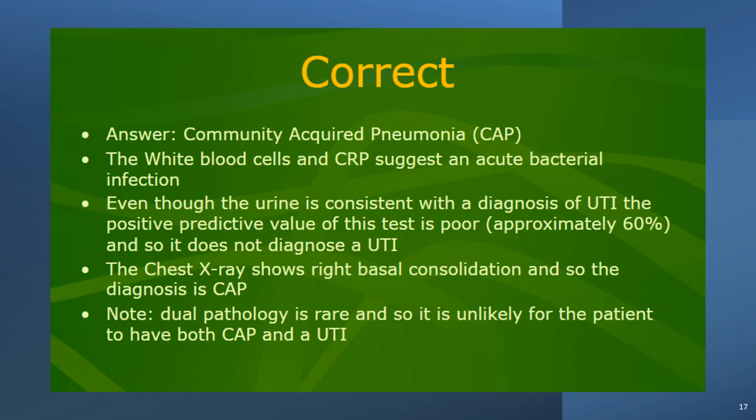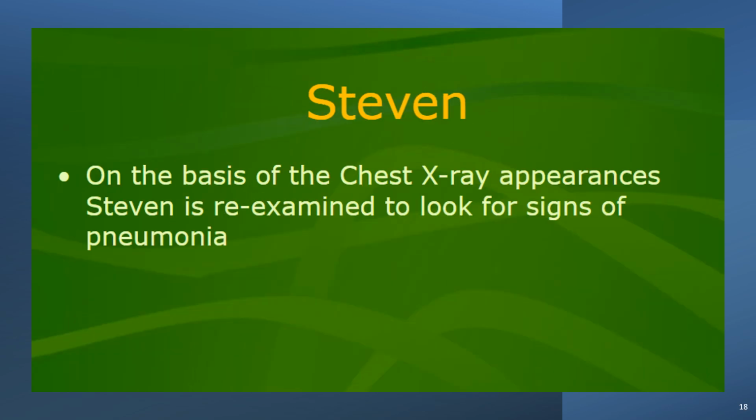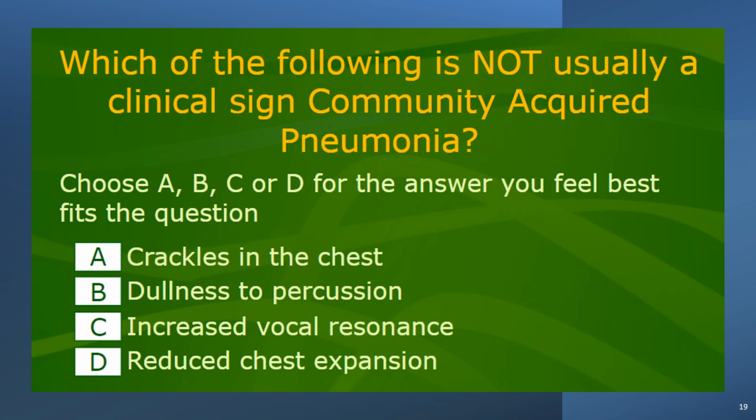Diagnosis was community acquired pneumonia because the WBC were raised and CRP was raised, hence it is an acute bacterial infection. Even though the urine is considered diagnostic of UTI, dual infection is very rare. So, since the chest X-ray also showed signs of consolidation, the diagnosis of community acquired pneumonia was made. Now, on the basis of the chest X-ray, the patient is re-examined to look for signs of pneumonia. Then, what are the signs of pneumonia here?